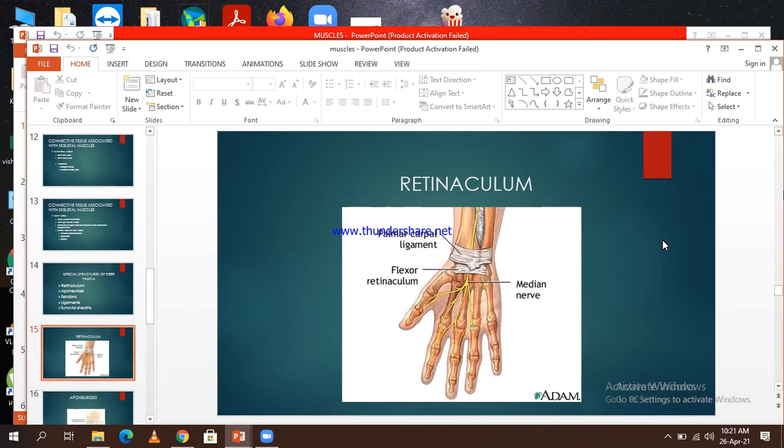In this picture, you can see the retinaculum. This is the flexor retinaculum, a connective tissue band which encloses the different tendons running towards the digits or fingers. They hold together the tendons coming from the forearm and going to the different fingers. They are held together by a special modification of the deep fascia known as the retinaculum, the flexor retinaculum, holding the flexor tendons of the forearm.